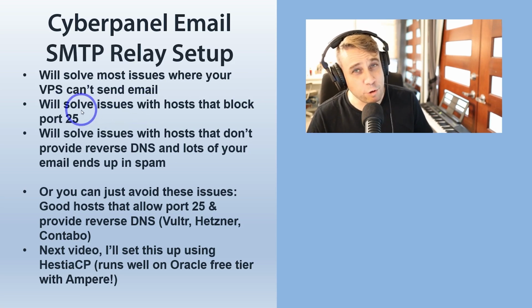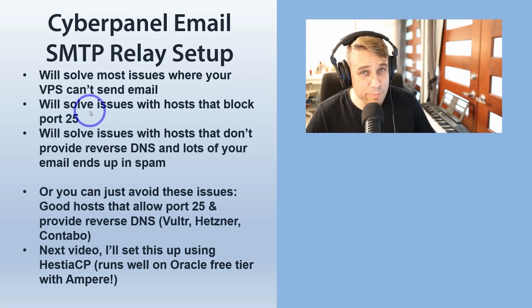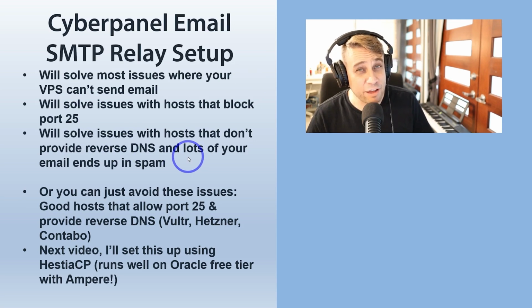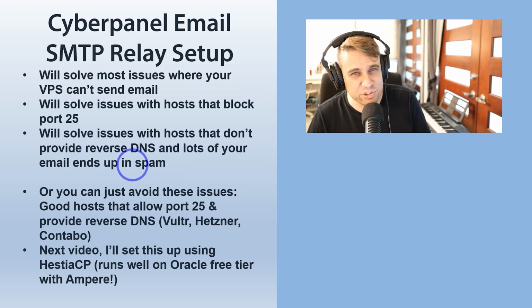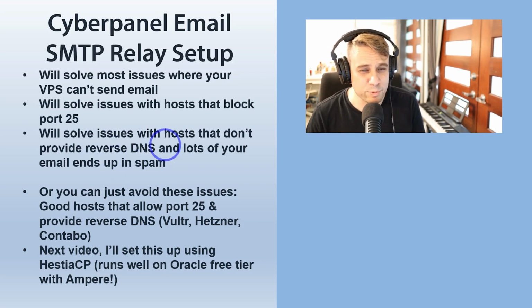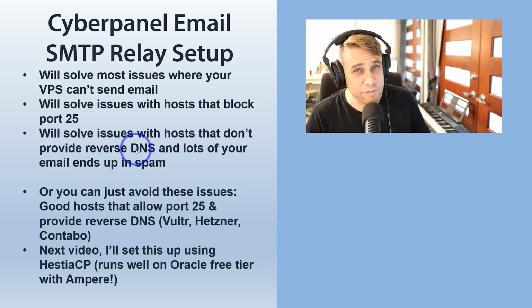So if you've got problems with port 25 blocking your emails from getting through, or if you are having issues with a lot of emails going to spam because you don't have reverse DNS, I notice on Oracle free tier we don't get reverse DNS, so a lot of emails probably will end up in spam unless we add this SMTP relay. So all this is going to be pretty helpful if you're having these common issues.